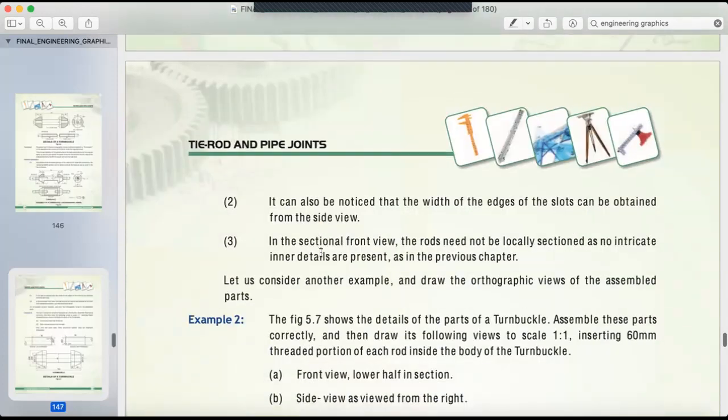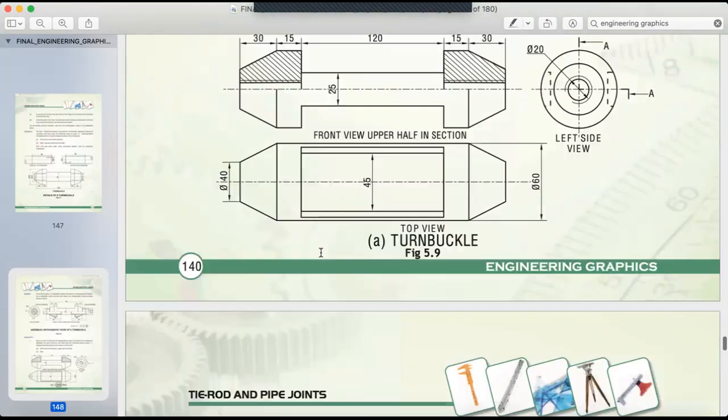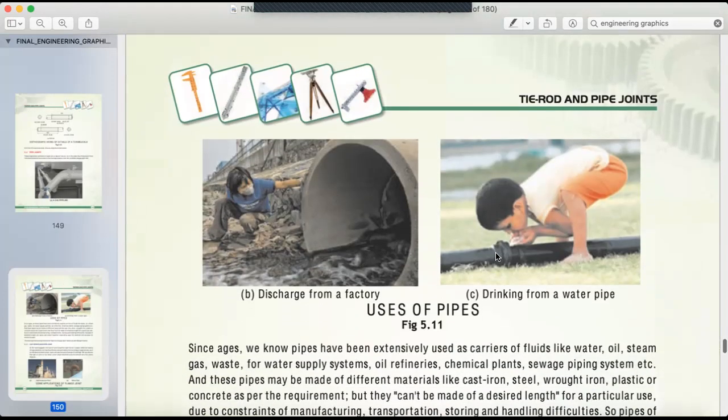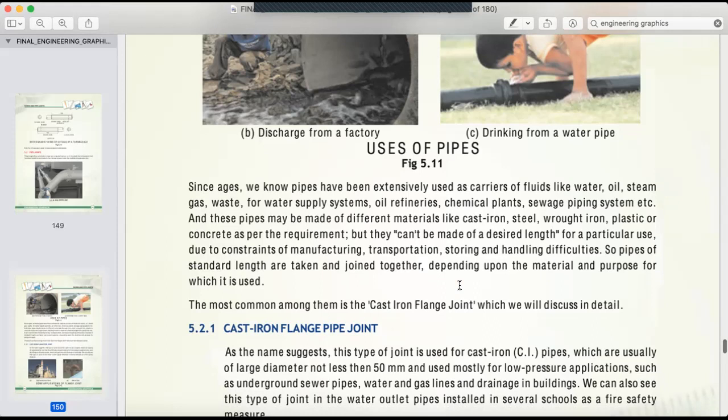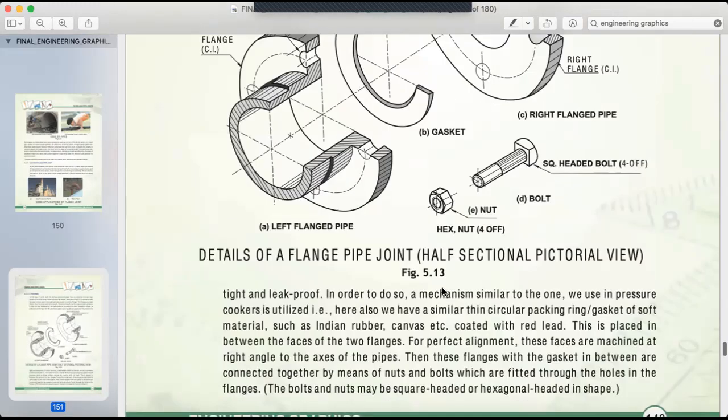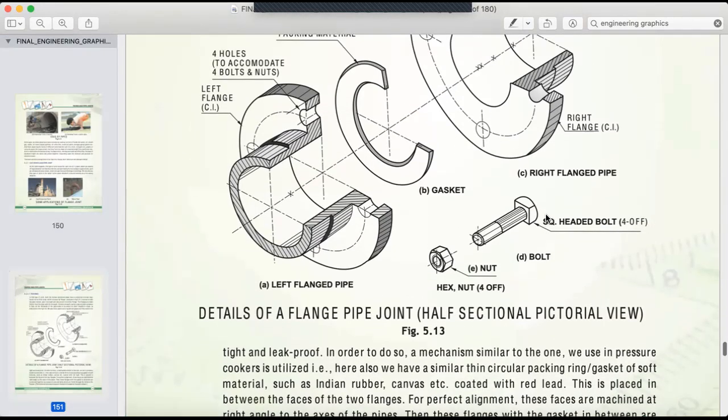And after the turnbuckle, we have something else. Wait, pipe joint, where they are joining two pipes. See this. You might have seen this on the road, especially near Santa Cruz East, towards Ghatkopar side. You will see such kinds of pipes joined by nut and bolt, right? You also have this in your building, for firefighting. You will have this in your school also, this kind of red thingy, that is a flange pipe joint.